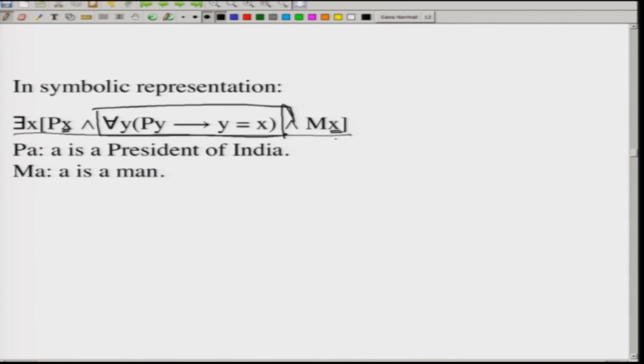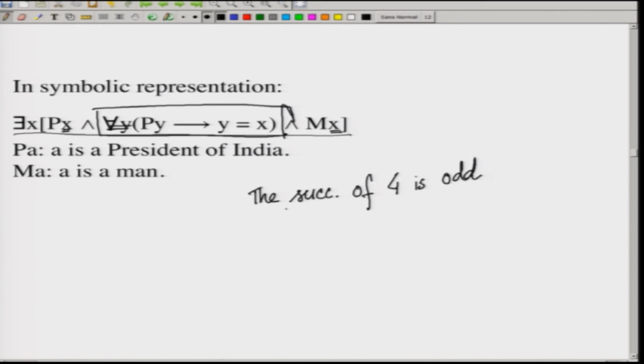So, what do we do about that? We just say that for all x, if x is a President of India, then x is y. We may understand this through a very simple mathematical expression. You can say that the successor of 4 is odd.